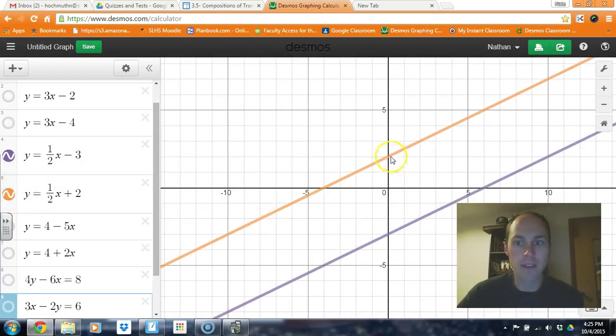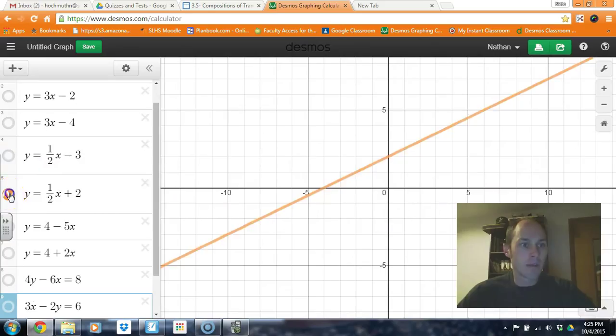Are you right? They're parallel. They don't cross. This one starts at 0, negative 3. This one starts at 0, 2. But they both go up 1 over 2. How about the next equation?